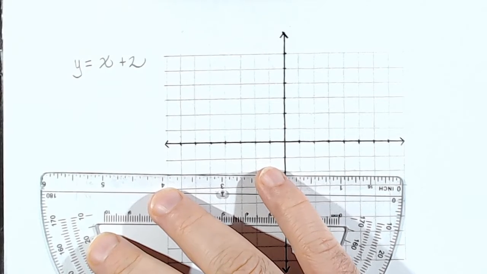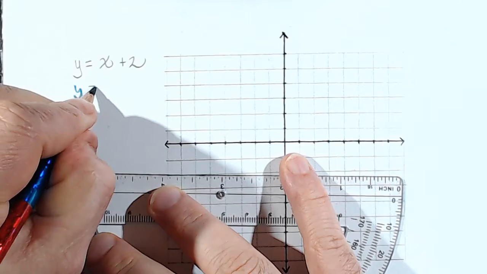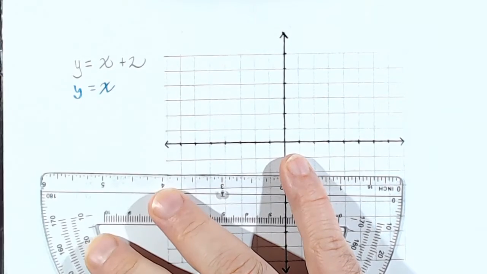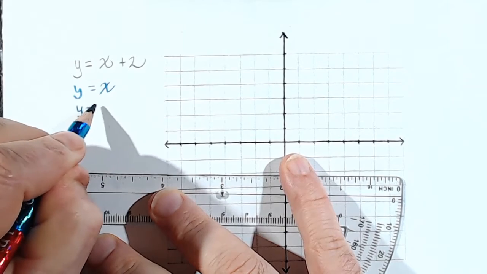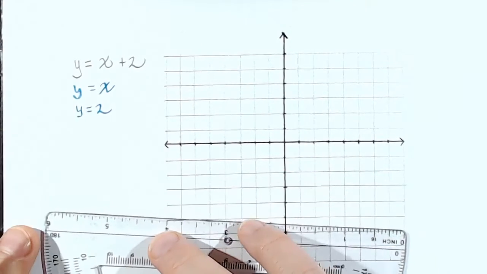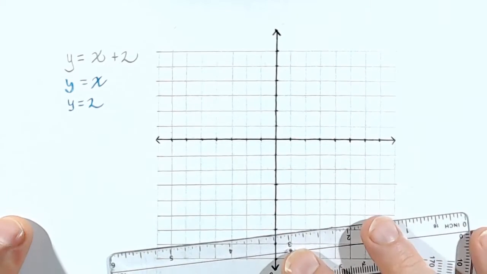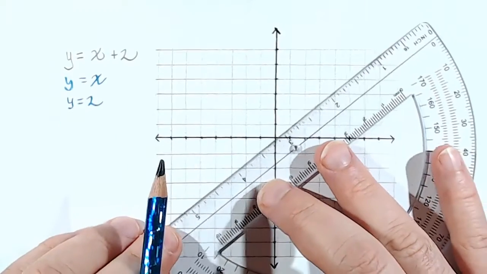We actually have two different lines that are being added together. One of those lines is y equals x, and the other line is y equals 2. So let's graph these two lines and see what I mean by adding them together visually. So first I'll graph y equals x.